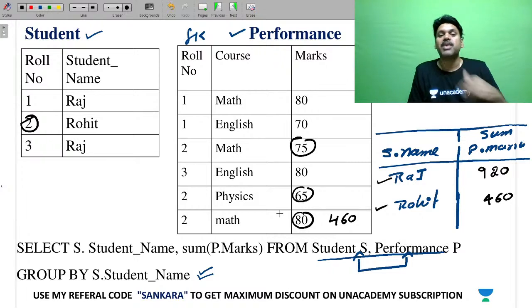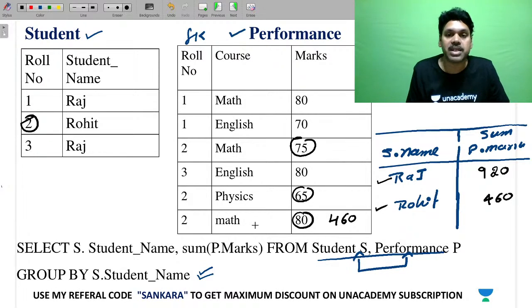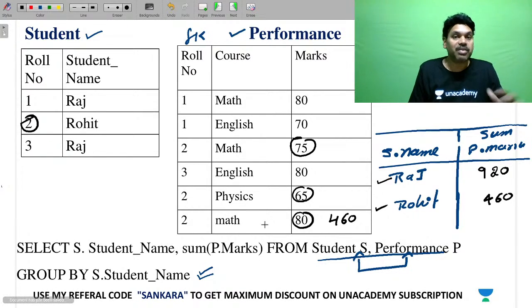So this is your sum of marks, almost all 140 plus 80, it is a 220. So if at all equijoin means, and here the Raj total is 80 plus 70, 150 plus 80, it is a 230. So Raj total is a 230.